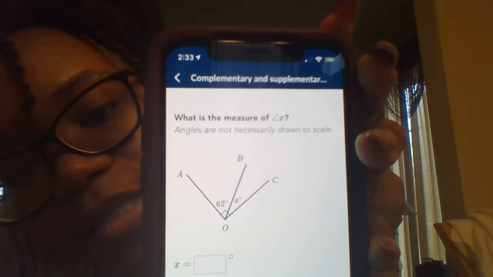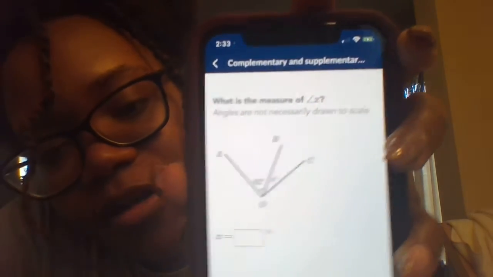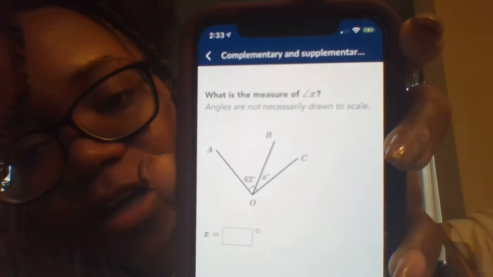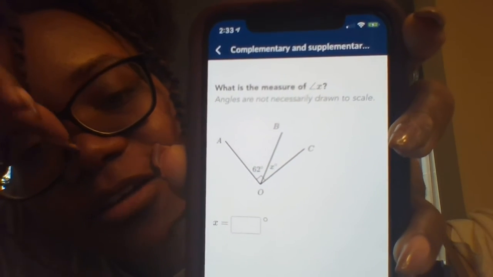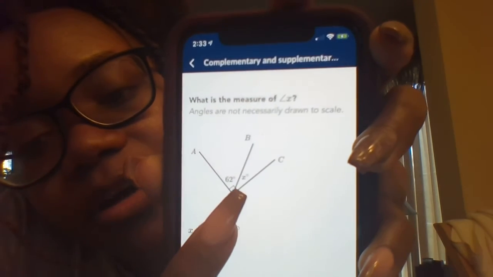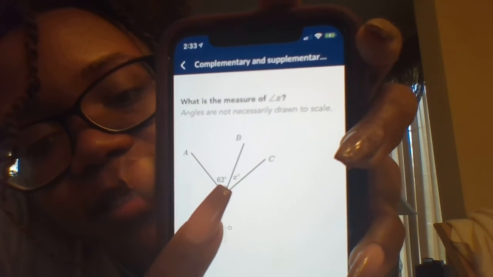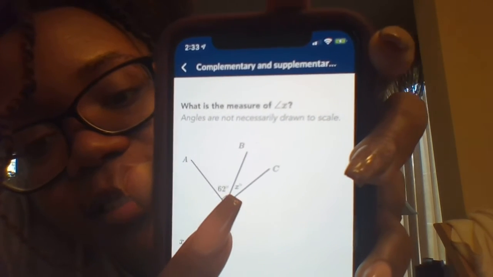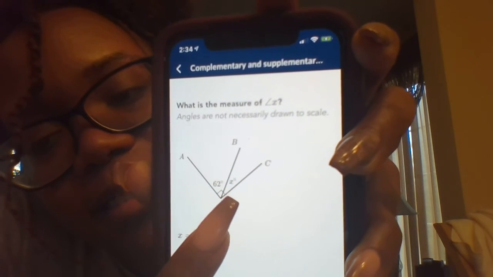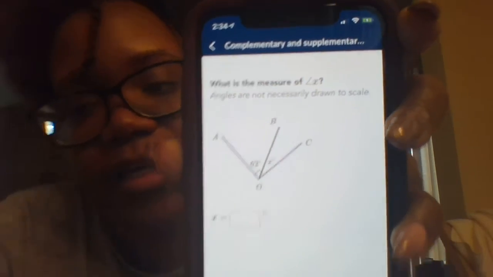So it asks us what is the measure of angle x. We could also name that angle based on what we learned yesterday, BOC. So that's this angle here, angle x. And it says that angles are not necessarily drawn on scale. But we are given this box here. And recall from yesterday and even a little bit earlier in today's video, this box means that we have a right angle, which means that these two angles are equal to 90 degrees because this whole thing is 90 degrees. So we're going to set up an equation and solve for angle x.